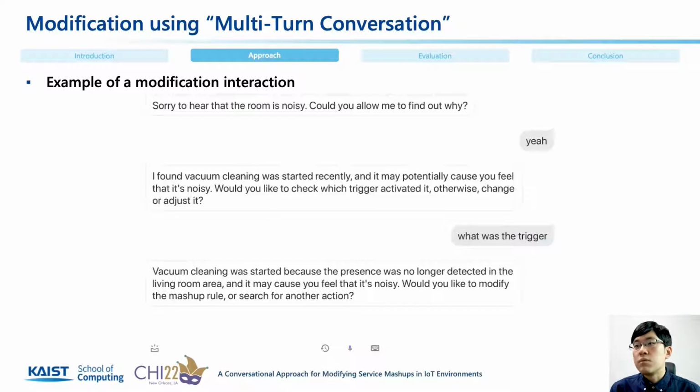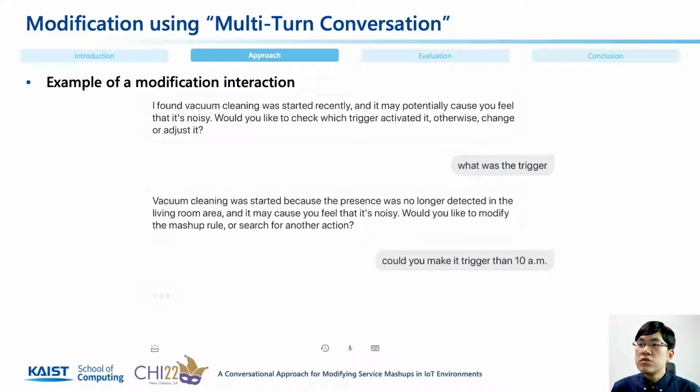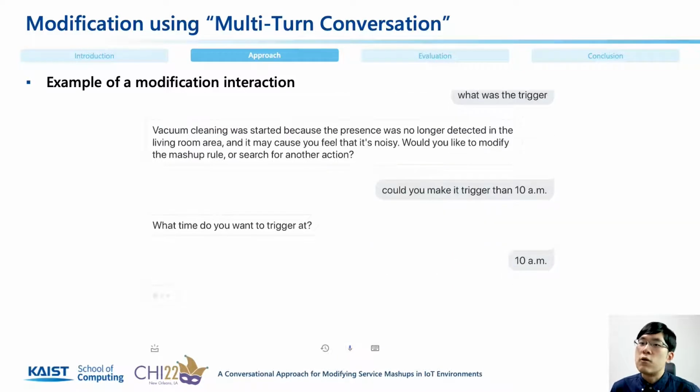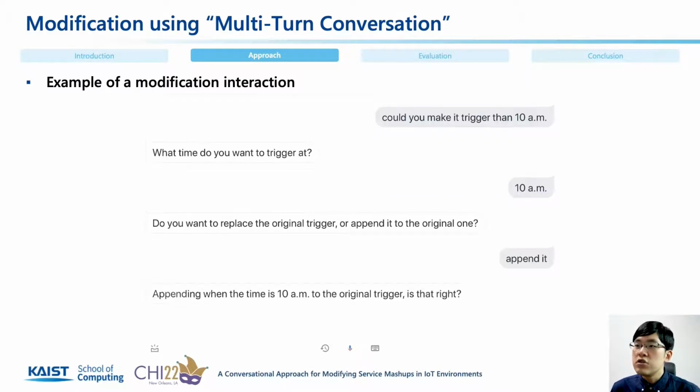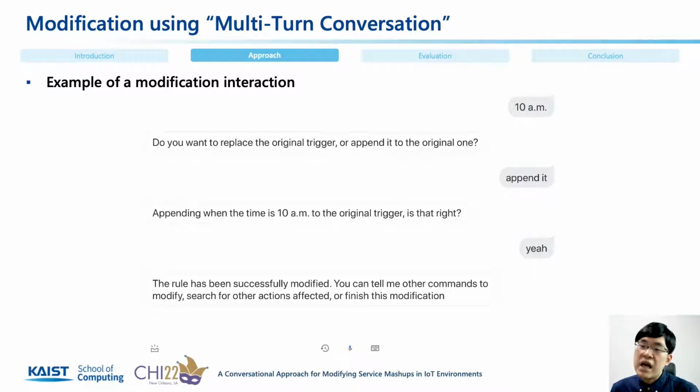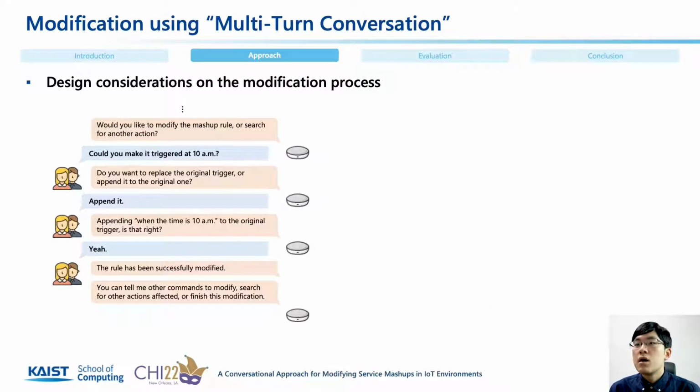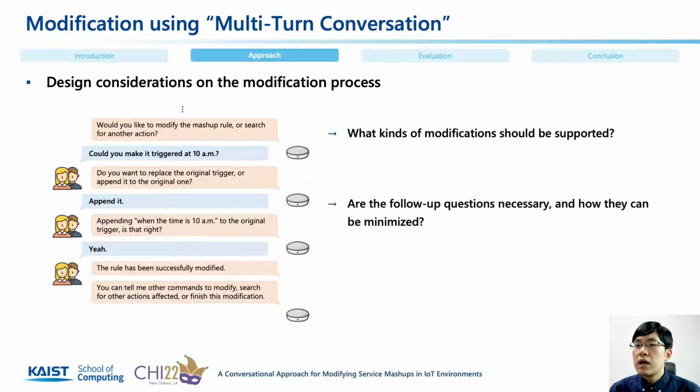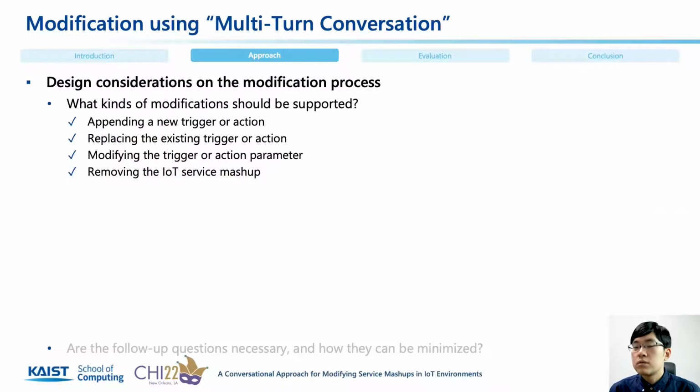Now we can move to the modification step. In this example, the user found that the noise is from unexpected vacuum cleaning action. So the user says a modification command, could you make it triggered at 10 a.m.? And the modification is made after a few follow-up questions. There are several design considerations to make this process: the types of modifications and the follow-up questions.